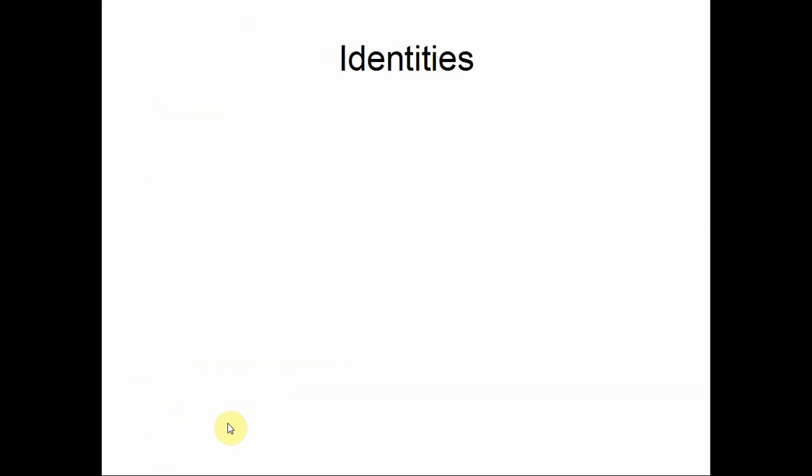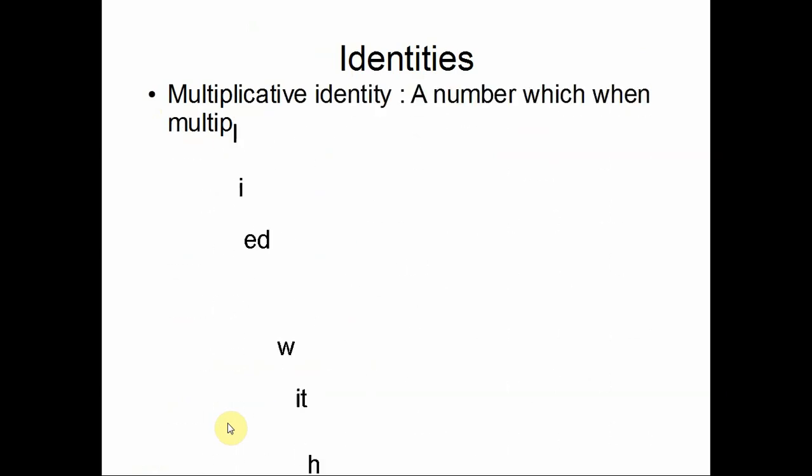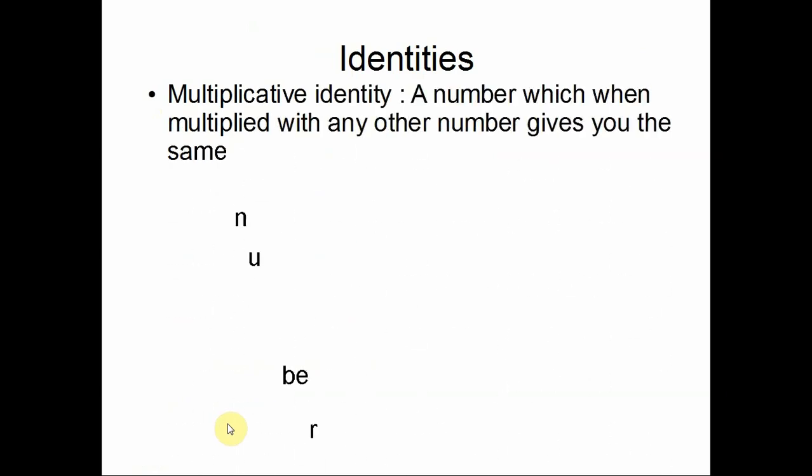Let's continue. Let's talk a little bit about identities. What's an identity? We have two types of identities. We have a multiplicative identity. A multiplicative identity is a number which, when multiplied with any other number, gives you the same number. The only multiplicative identity is the number 1. Let's have a look. So 1 times 5 is 5. 1 times 6 is 6. So this is the multiplicative identity.